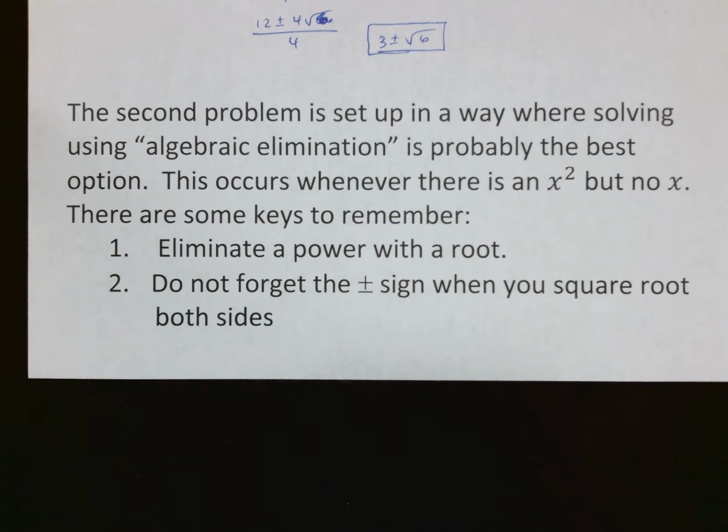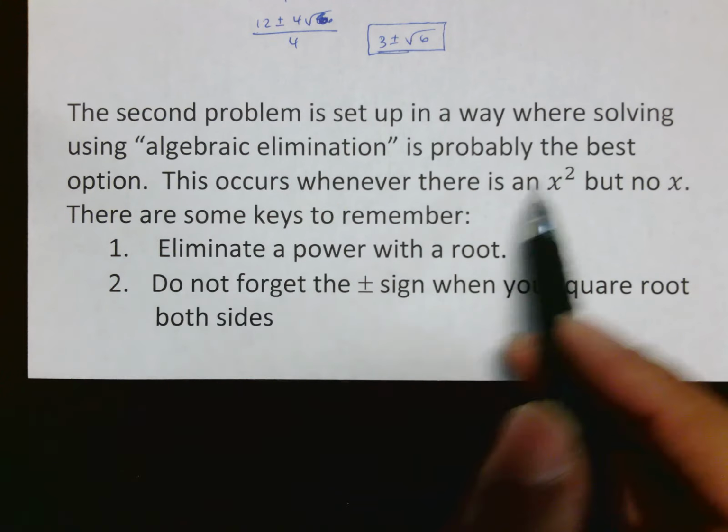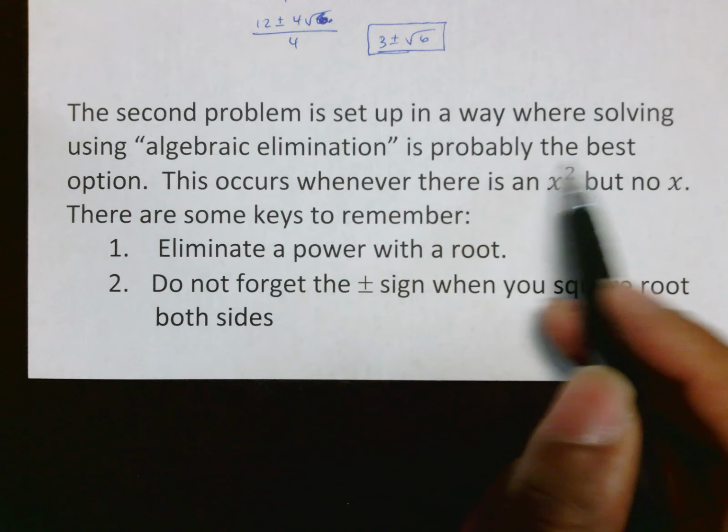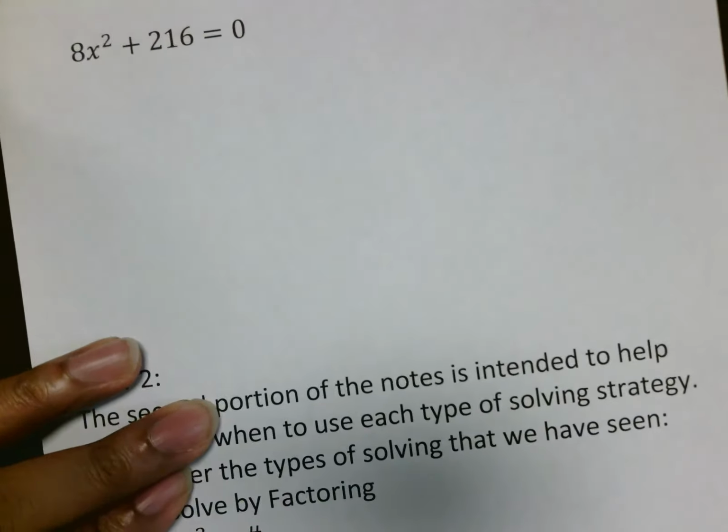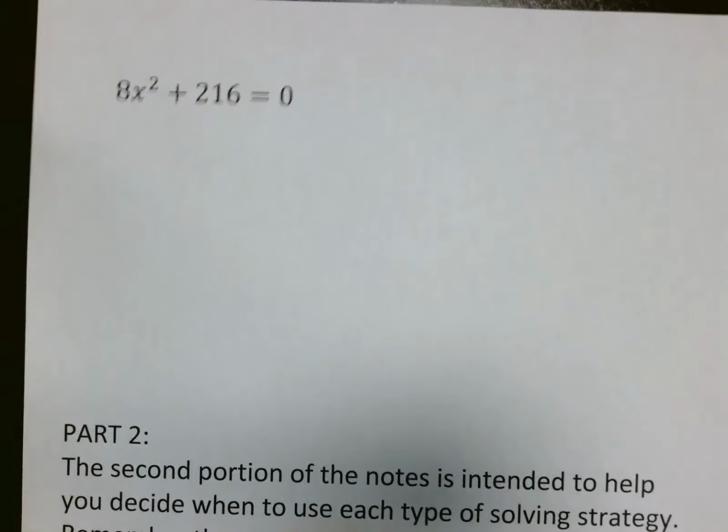Some keys to remember about that: don't forget you eliminate a power with a root, so if you want to get rid of a square, you square root both sides. And also don't forget, whenever you square root both sides, you must use the plus or minus. So whenever you go to do this on your test, which I think at some point you're going to have to on your test, make sure you remember your plus or minus.